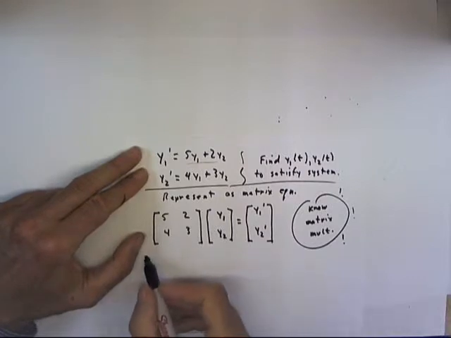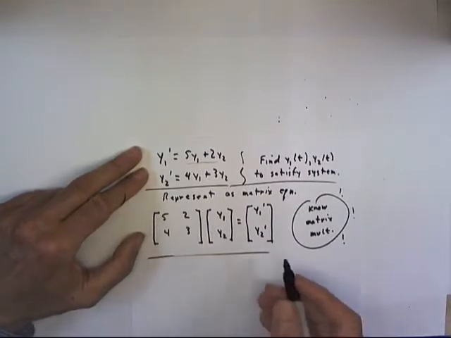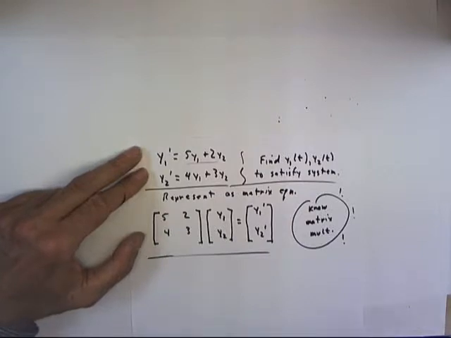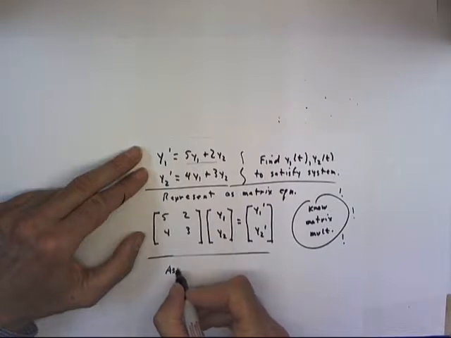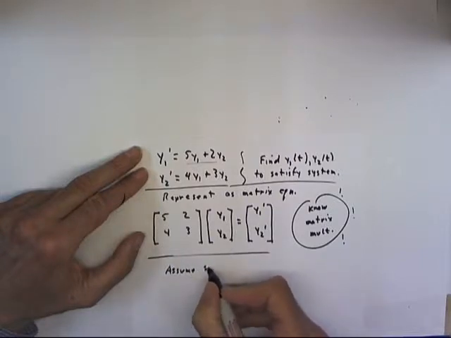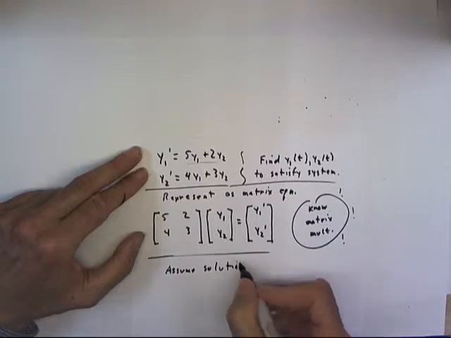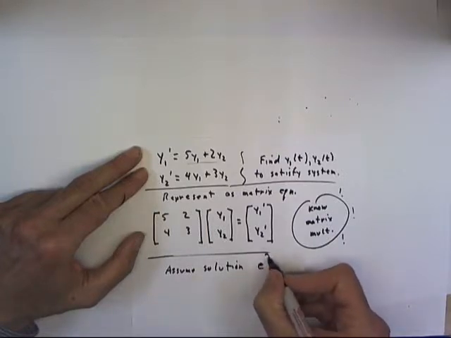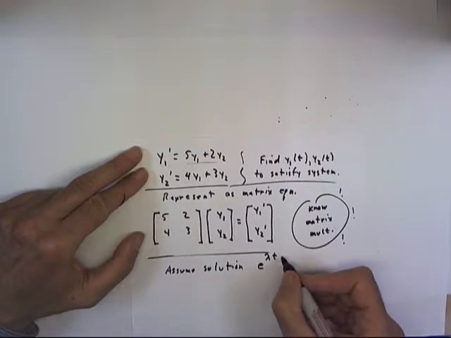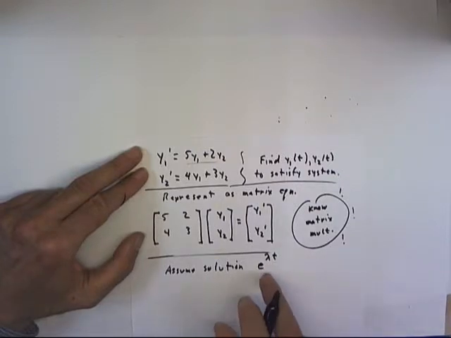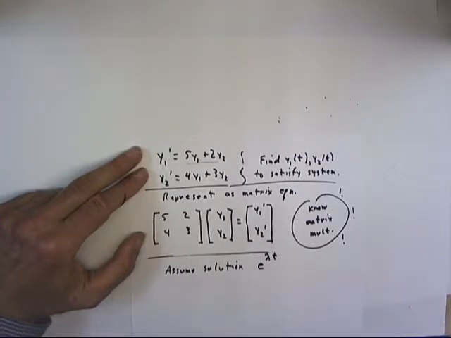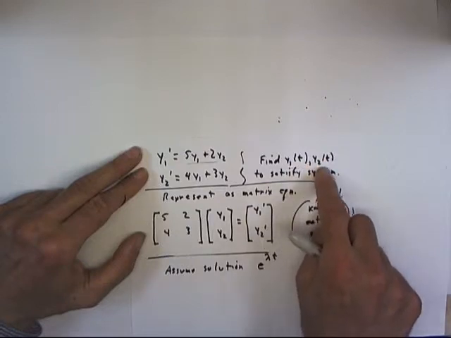The next thing we do, and at this point you probably have no idea why we would do this, but it is analogous to what we did with second order constant coefficient equations. Assume a solution of the form e to the lambda t. Now e to the lambda t is not going to be a solution, because e to the lambda t, or a multiple of e to the lambda t, would be only a single function, and our solution has to consist of two functions.